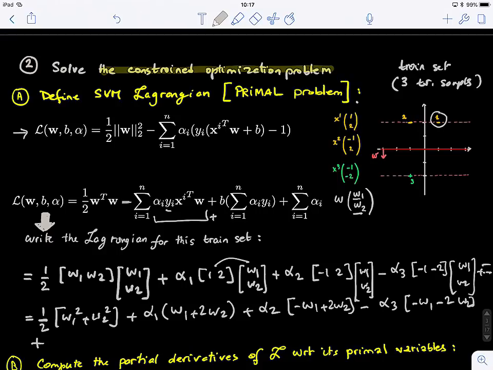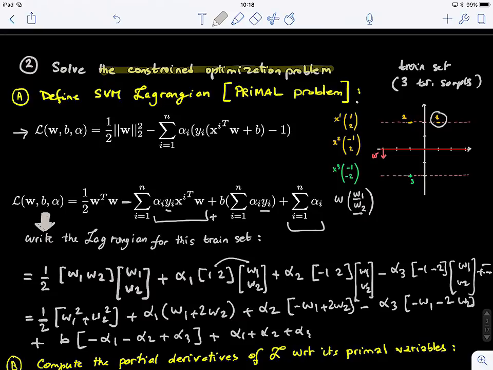So we have the b times what? We have negative alpha 1, right? Because y1 is negative, so alpha 1 minus alpha 2 plus alpha 3 plus alpha 1, the last term we just expanded, and this is our Lagrangian, okay?